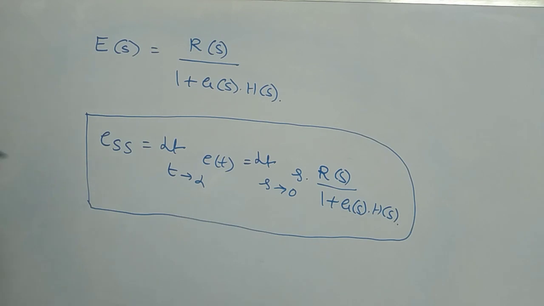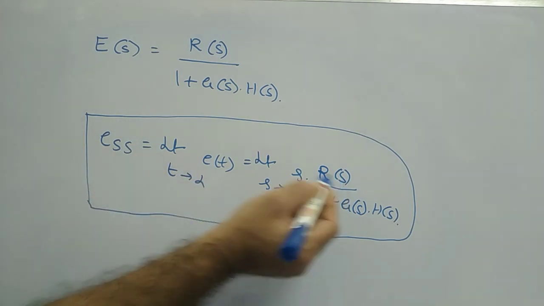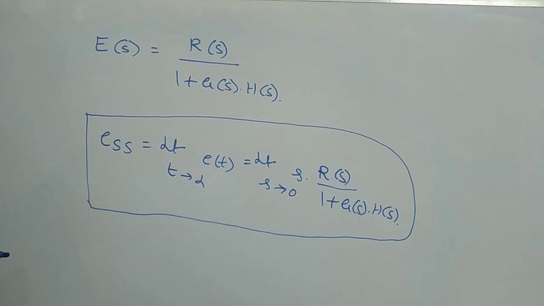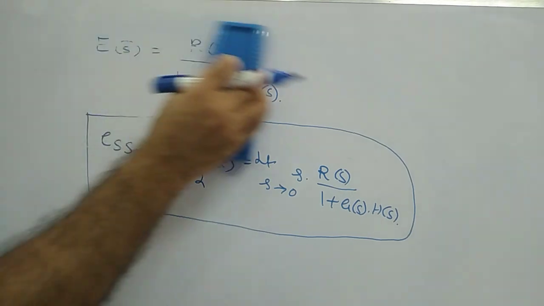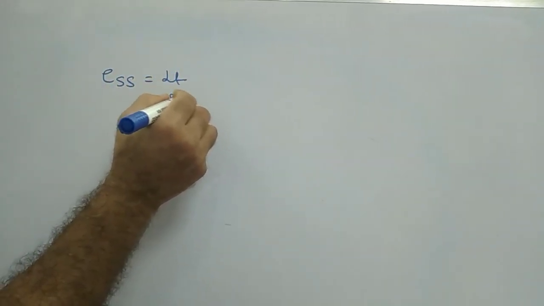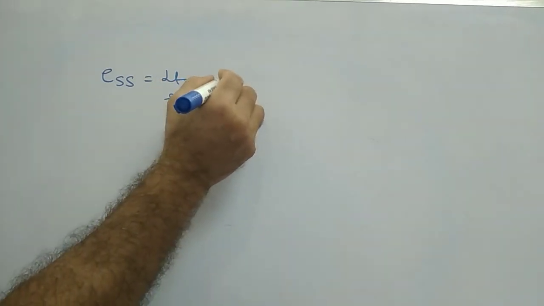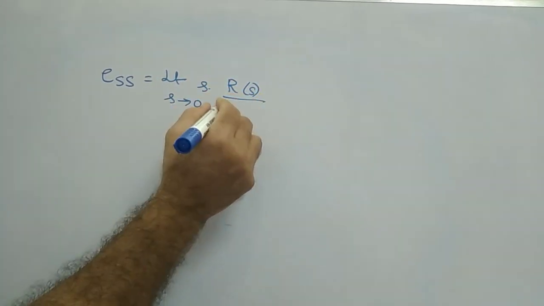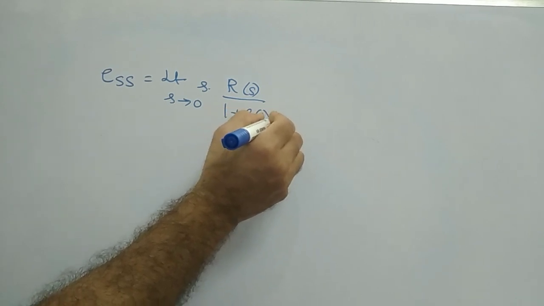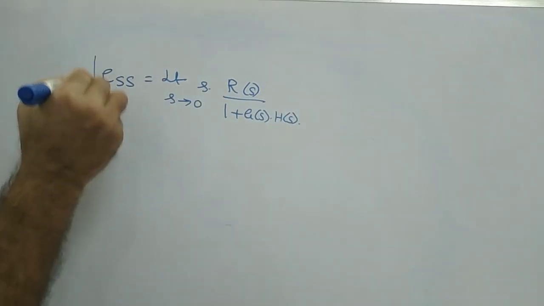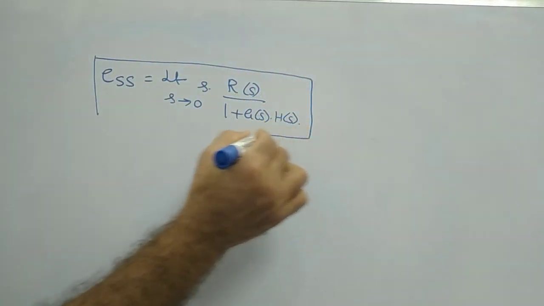Clear? So, then what is R of s? R of s is nothing but the s domain input, the Laplace transformation of r of t. R of t is nothing but your input. Clear? Therefore, what you should remember is that the steady state error E_SS is equal to limit s tends to 0 s into R of s by 1 plus G of s into H of s. This definition you must remember for steady state error.